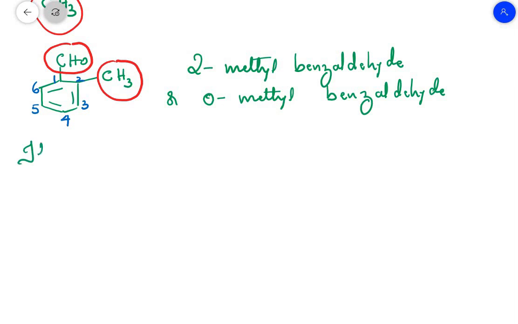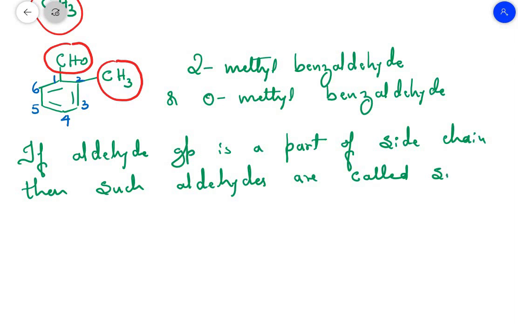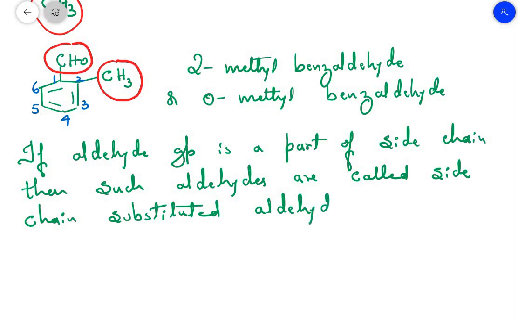Next, if the aldehyde group is a part of the side chain, then such aldehydes are called side chain substituted aldehydes. Let us have some examples so that it will be much clearer.